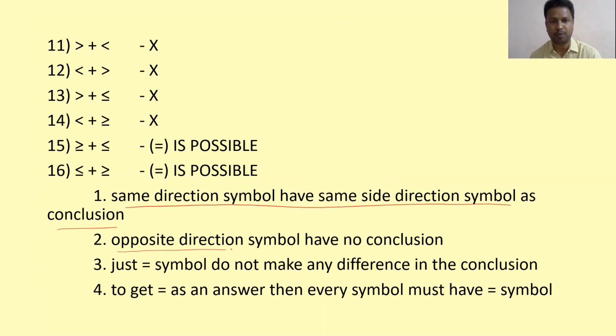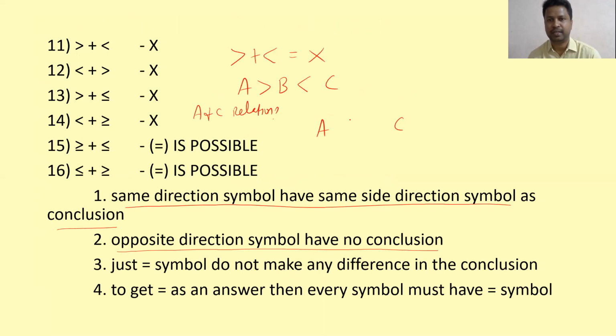Second point, if symbols are in opposite direction, then there is no conclusion. For example, if symbols are becoming opposite to each other, then we can't conclude anything. Suppose take this, A is greater than B, less than C. So I want to find the relation of A and C. See this, symbols are becoming opposite to each other, then we can't conclude anything. So I can't say anything about A and C's relation. We can't determine exactly. That is the meaning of it.